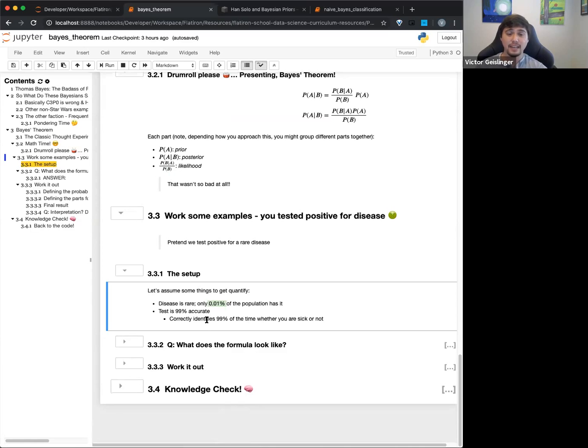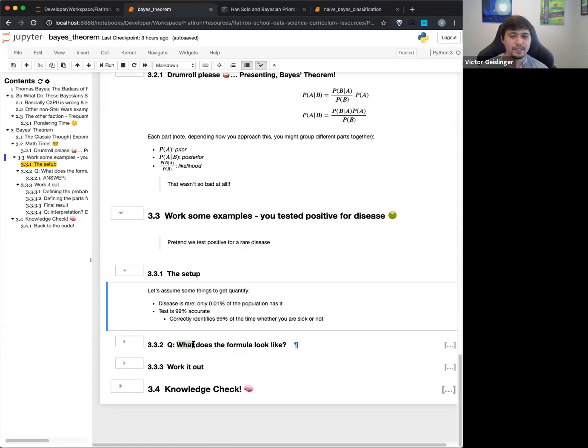Note that I'm saying 99% accurate, meaning it correctly identifies 99% of the time whether you're sick or not. So if you're sick, 99% of the time it identifies you as being sick. And if you're not sick, 99% of the time it'll correctly say you're not sick, okay? Note that those numbers don't have to be equal. I'm just making it easy so we don't have to worry about that. And you can also still use that with Bayes' theorem, which is kind of good.